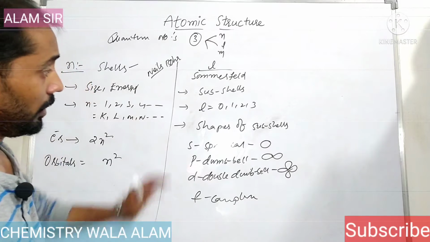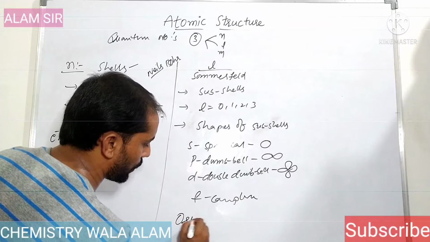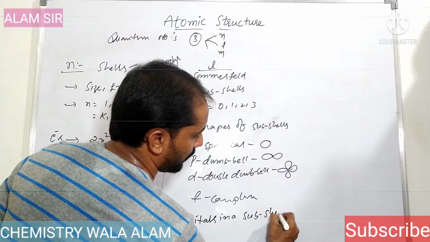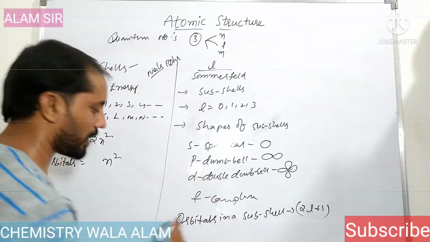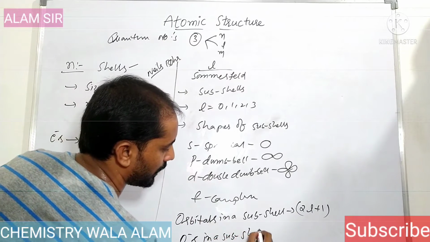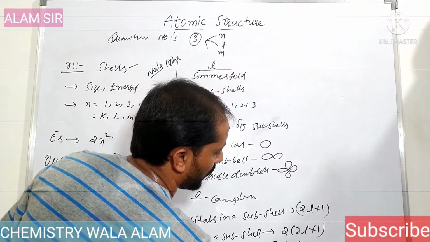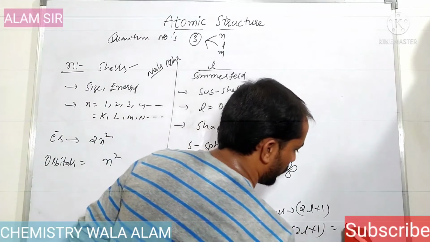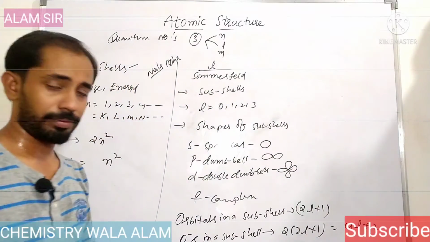The number of orbitals in a subshell is given by the formula 2l plus 1. The number of electrons in a subshell equals 2 into 2l plus 1, which equals 4l plus 2. That is, 2 into 2l is 4l, so 4l plus 2.